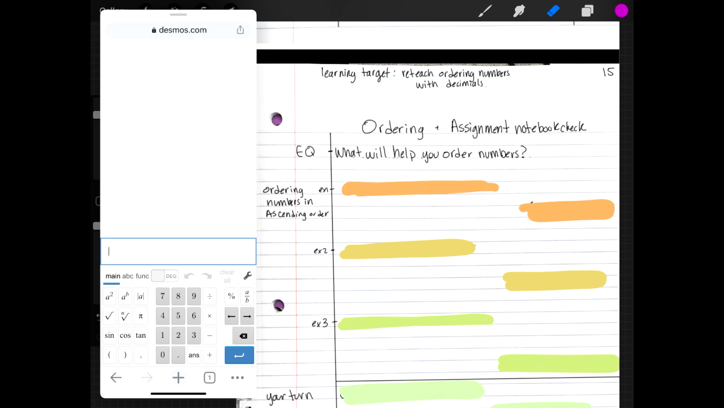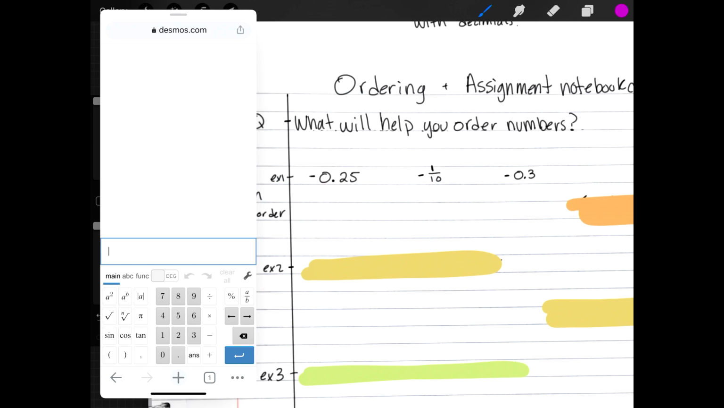Okay, so in the first example, we have 3 numbers. We have negative 0.25, negative 1/10, and negative 0.3. Okay, so again, we have this fraction, and I don't know what to do with that fraction because I don't know the decimal to it. So I'm going to put it in the calculator, and I'm going to see what decimal it gives me. Okay, so I'm going to put negative 1 divided by 10. Hit enter, we get negative 0.1. So I know that this is equal to negative 0.1.